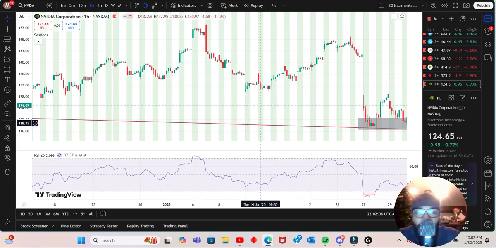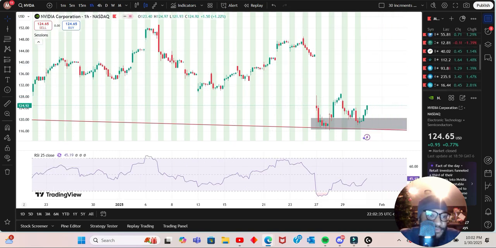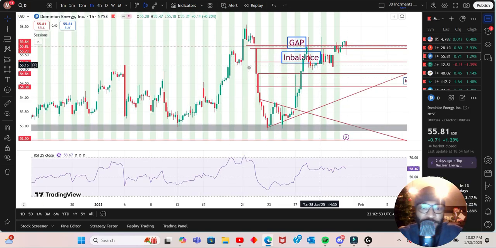And this is just showing you the gaps. Obviously, other things go into factors even besides gaps. But this is just me telling you, you need to be looking for these gaps, and you need to be looking for the imbalances. Like on this Dominion Energy trade that I was able to take all the way up into 55.80, it was a small gap. That still counts. I don't care how small the gap is.